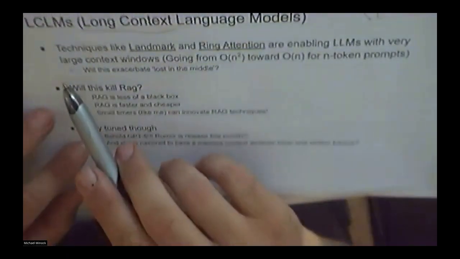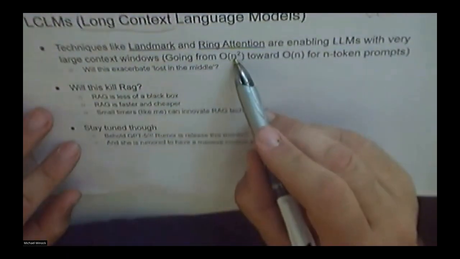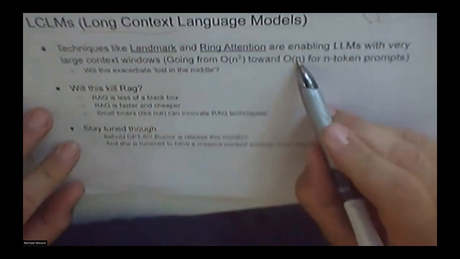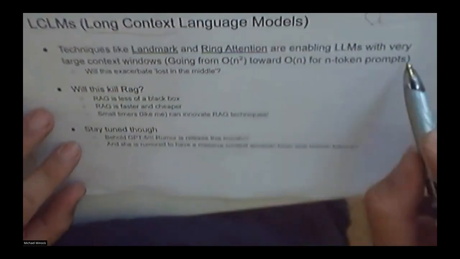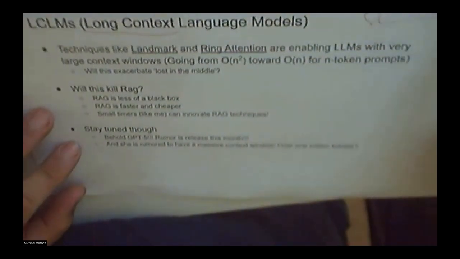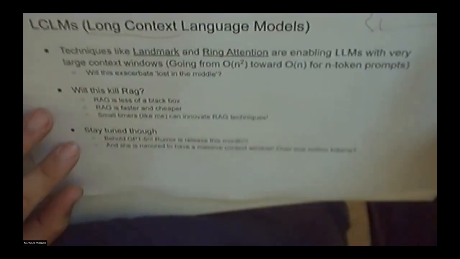From an algorithmic point of view, they're turning something that's n squared into something that's on the order of n. That's the point behind it, and that's why you can get super long context windows.